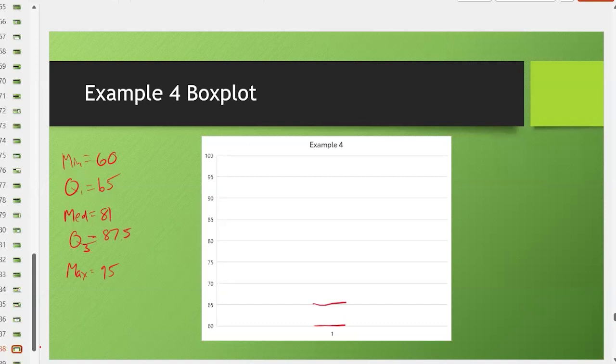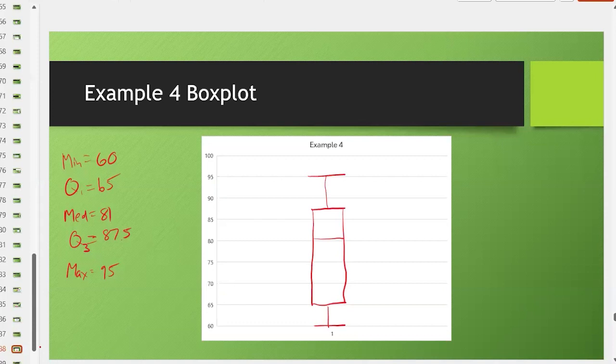Okay, the median is at 81. Q3 is at 87.5, so about halfway here. And then the max is at 95, so all the way up here. We draw a box with our 3 values in the middle, and then connect them with whiskers to the outsides. And here's our box plot.